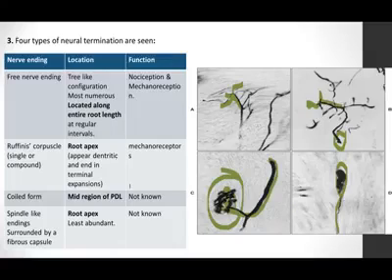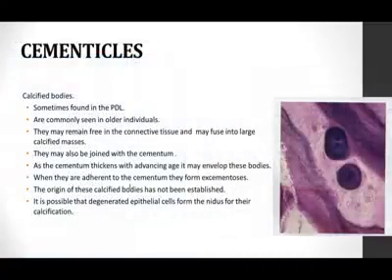So we have four types of nerve terminations present within the periodontal ligament: the free nerve endings present along the entire root length that function in nociception and mechanoreception, then the Ruffini's corpuscles present at the apex, functioning in mechanoreception, then the coil form present in the mid-root region, with no known function, then the spindle-like endings at the root apex, without any known function. This was all about the nerve terminations or the nerve bundles of the periodontal ligament.